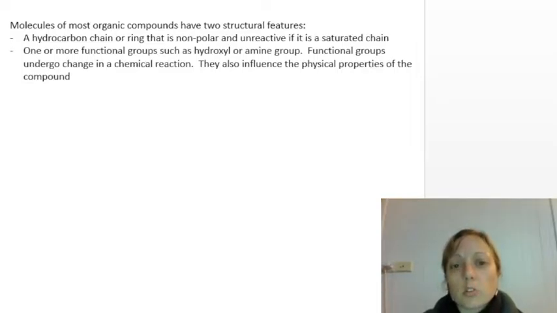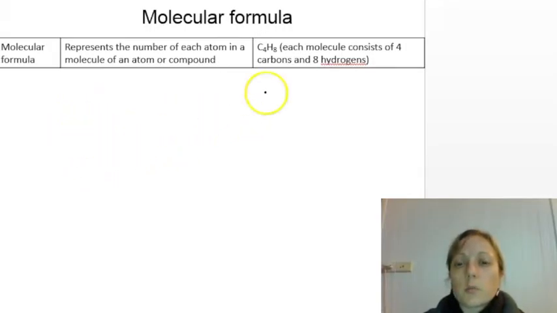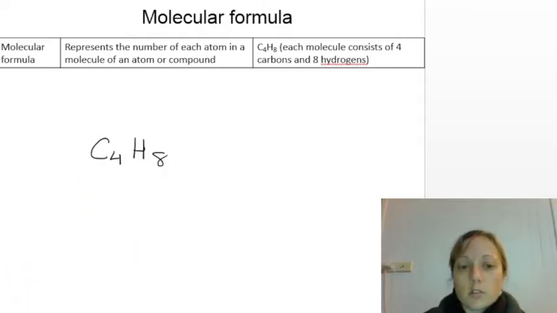And these functional groups, they're the things that take place in the reactions. But they also influence physical properties, so boiling points, due to the polarity of that site or how many polar sites there are. The molecular formula is when we talk about the number of hydrogens and carbons, and we represent it so, C4H8 is the molecular formula. This means that the molecule contains 4 carbons and 8 hydrogens.